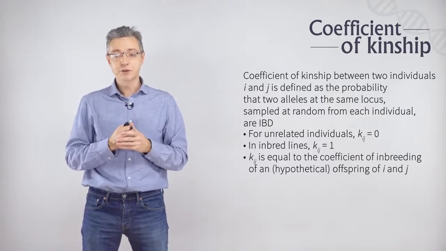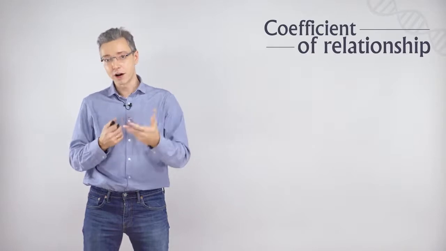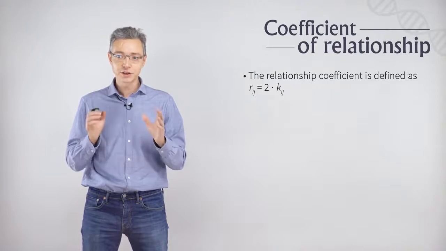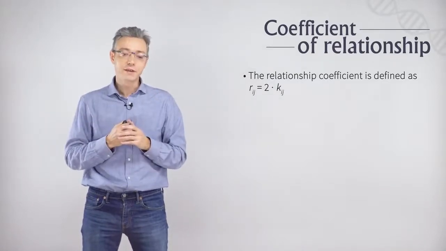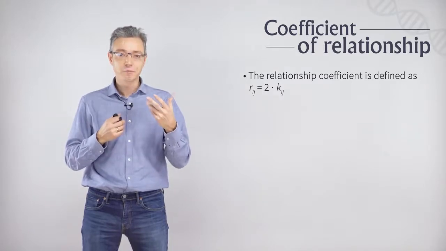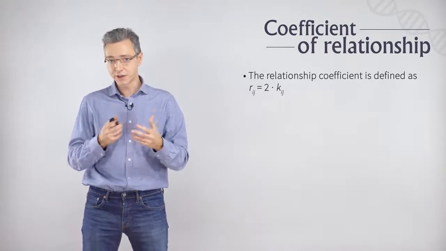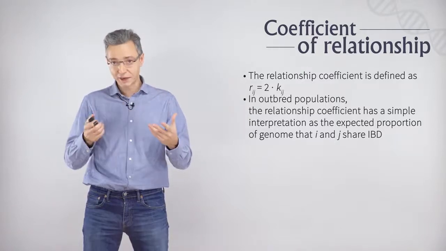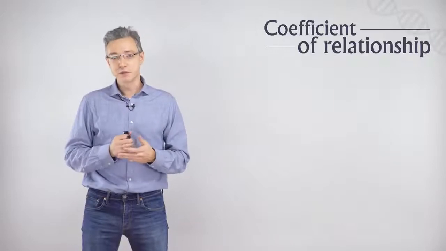Another measure which is frequently used to measure relationship between people is the coefficient of relationship, which is defined as twice the coefficient of kinship. In the case that you are considering individuals from outbred populations, there is a very important physical interpretation of the coefficient of relationship, which is basically the proportion of the genome these individuals are expected to share identical by descent.